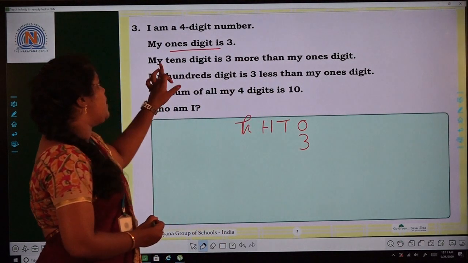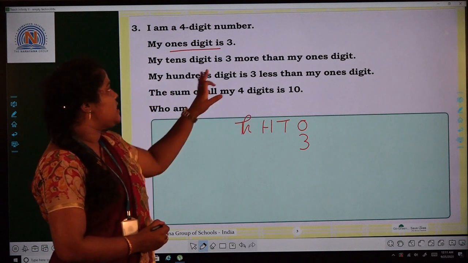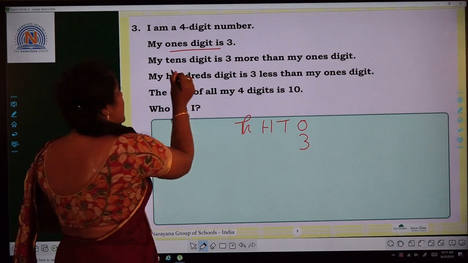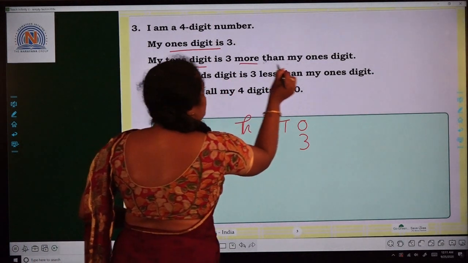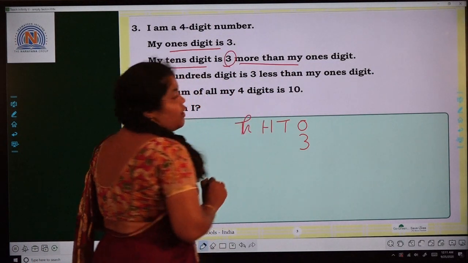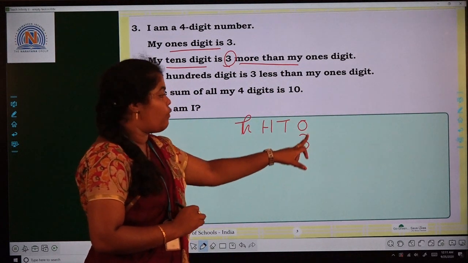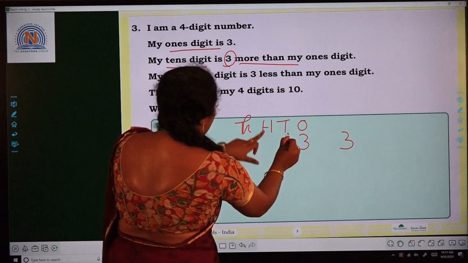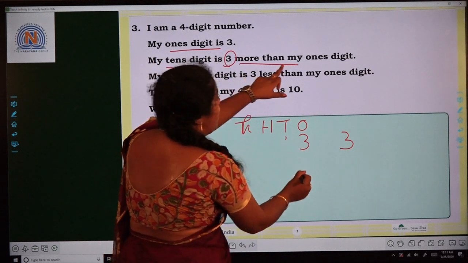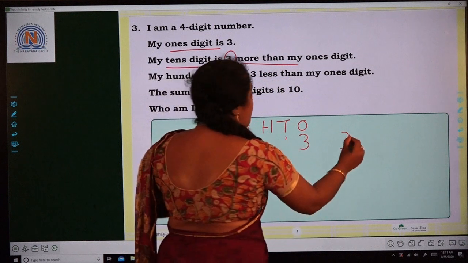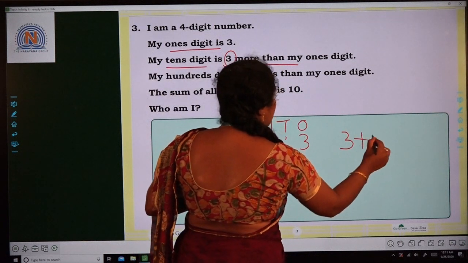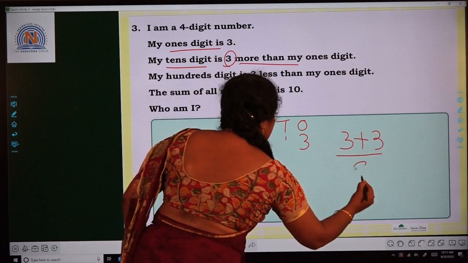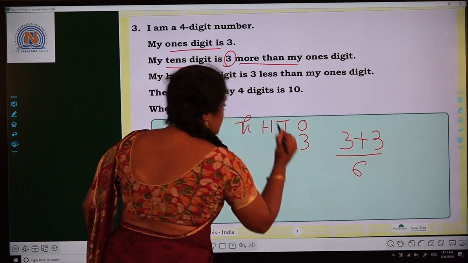Next, moving on to the second clue. My tens digit is 3 more than my ones digit. So we have to see the ones place first. In the ones place the digit is 3. My tens digit is 3 more than my ones digit. More than means we have to add 3. 3 plus 3 is 6. So the digit in the tens place is 6.